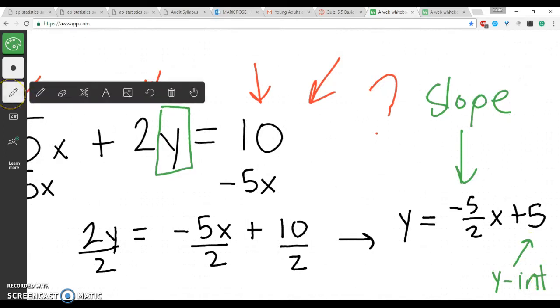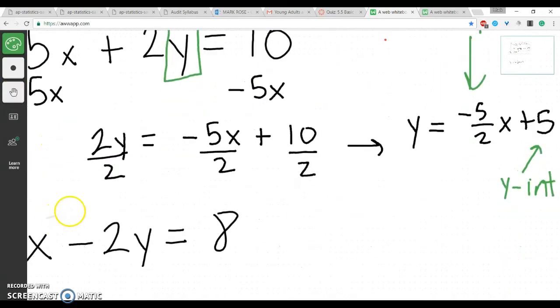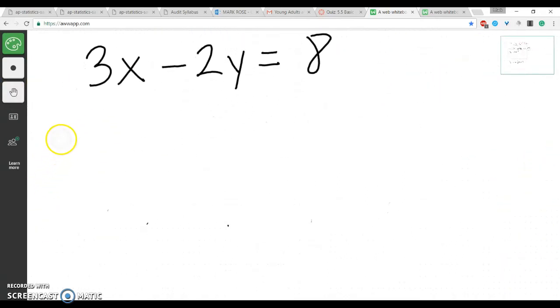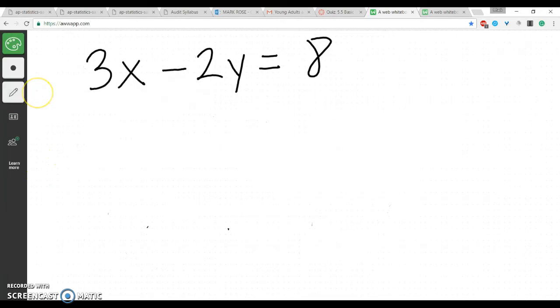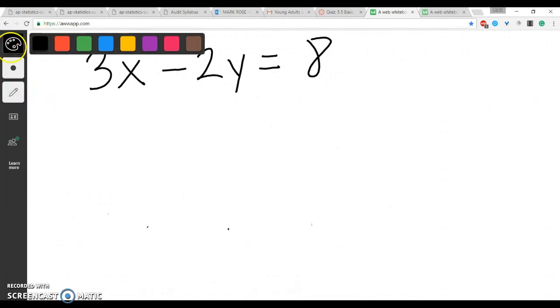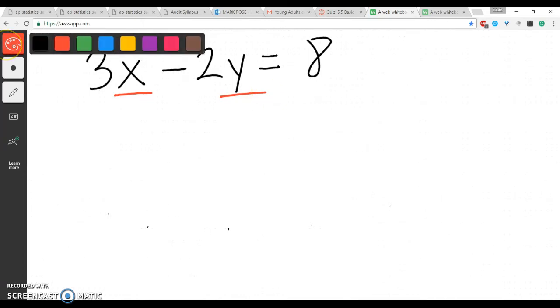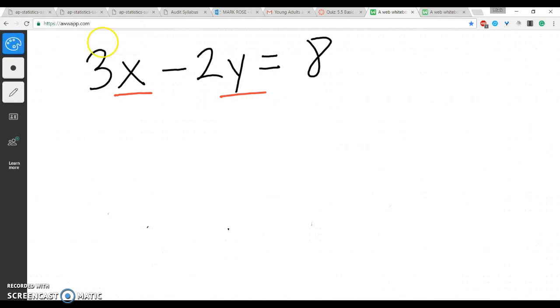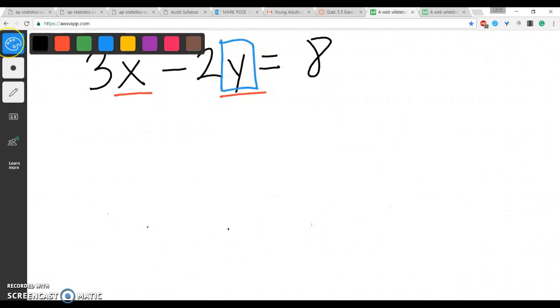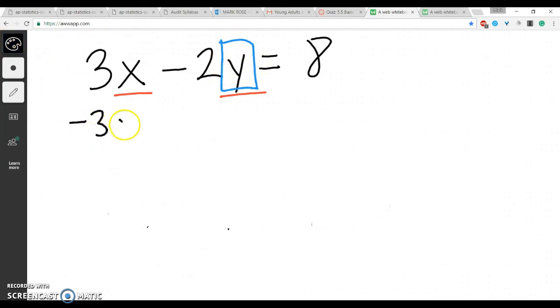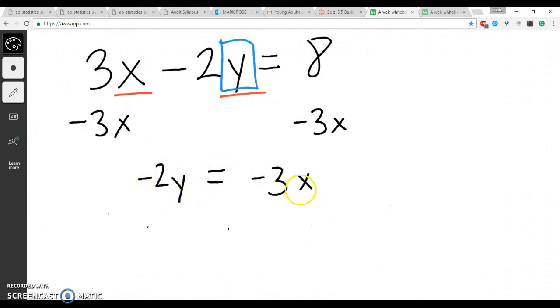Let's try one more example of this type. So if we look over here, again I have something in standard form. The reason I know it's in standard form is because the x and the y are on the same side. We don't want that again because we don't know which number is the slope and which number is the y-intercept. So we are going to try and get y all by itself. So again, my first step, I'm going to subtract 3x. So then I'll have negative 2y is equal to negative 3x plus 8.